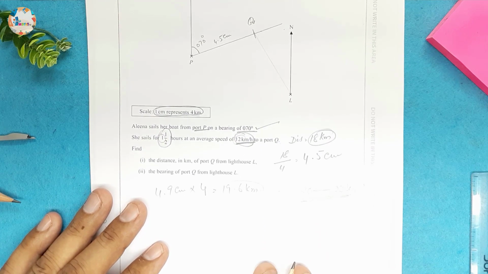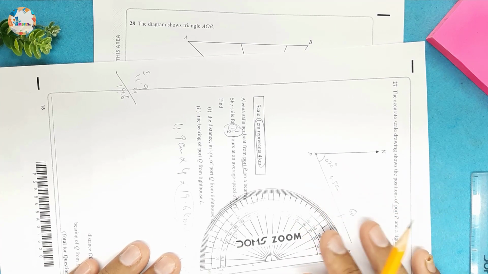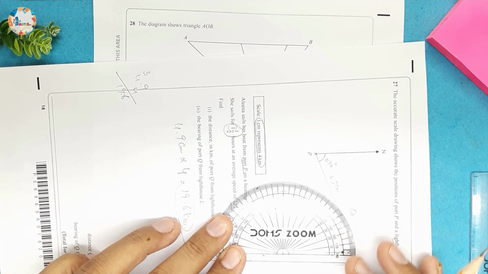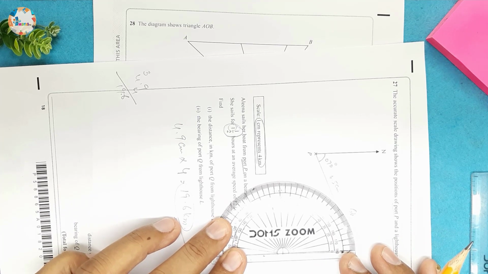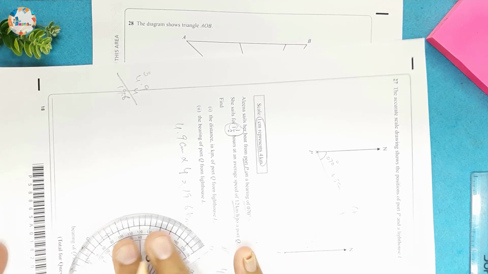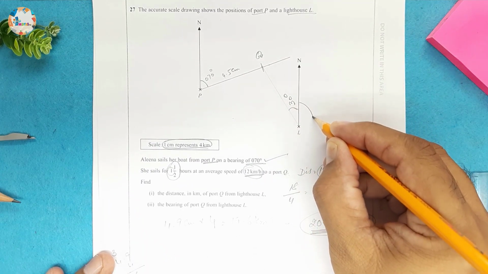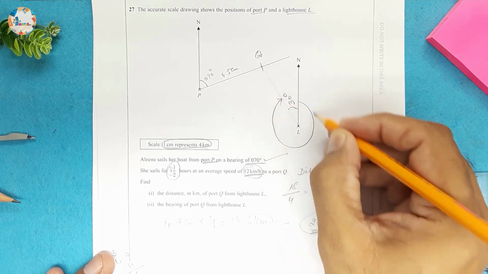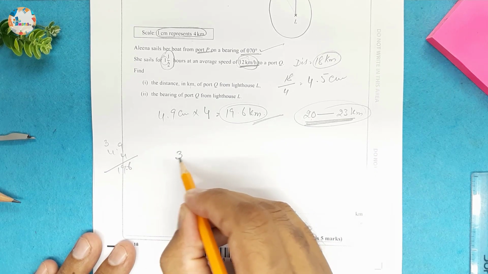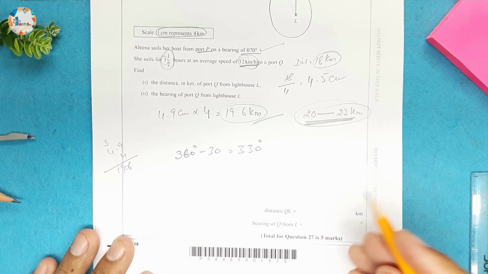And then they are asking for the bearing of port Q from this one. We can check this angle from here, and we can measure this angle from here. This is basically 30 degrees. If I rotate the page, you can see this is 30 degrees, but the bearing we require starts from here up to this one, which is 360 minus 30. So we can write 360 degrees minus 30 degrees, which is equal to 330 degrees. So this is basically the final answer.